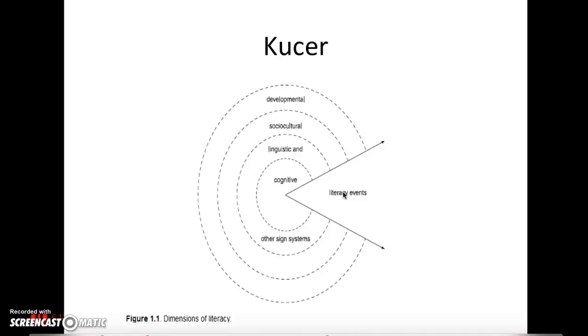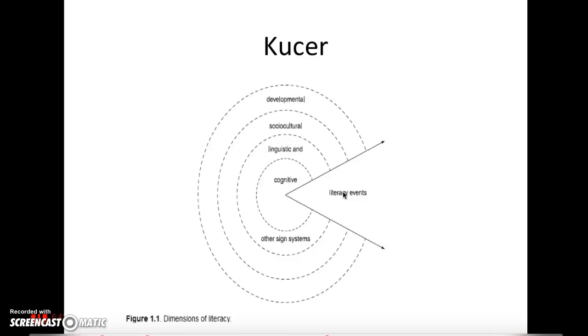Kusser offers a little different perspective on that. All of those pieces are still in play here. You can see linguistic and other sign systems refers to the text, right? Sociocultural refers to the activity and the context. Developmental refers to the state or the continuum by which one engages in literacy events. But it's worth noting that at the center is the cognitive component, and that the literacy events stem from the cognitive piece in this model.